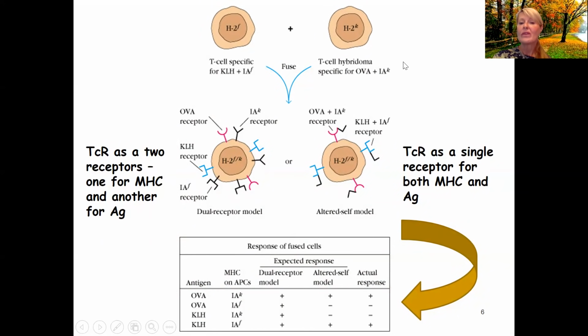These researchers also happen to have a hybridoma. Now, a hybridoma is an immortalized cell. In this case, it was a T cell hybridoma. Hybridomas are great because they never stop growing. You can keep them forever. You can do all kinds of experiments and not run out of cells. You don't have to keep going back to the mouse. So they're really handy. So they had a T cell hybridoma, but it came from an H2K mouse.